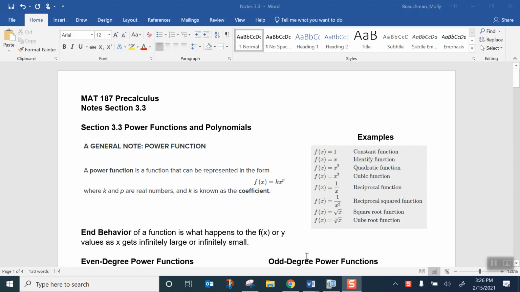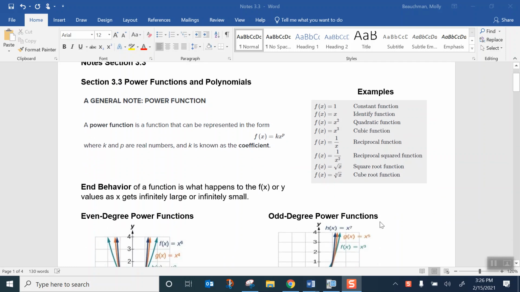In this video, we'll take a look at power functions and polynomials. So a general definition of what a power function is: a function that can be represented in the form f of x equals some constant k times x to a power p, where k and p are real numbers and k is called the coefficient.